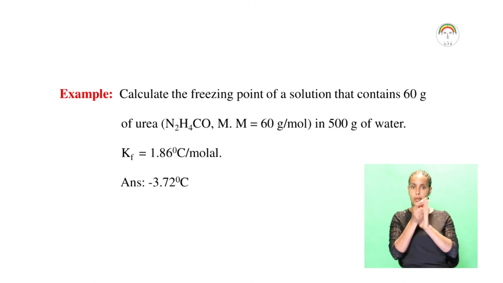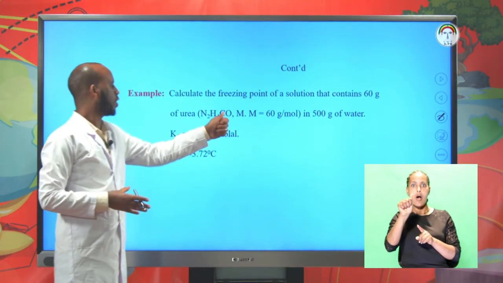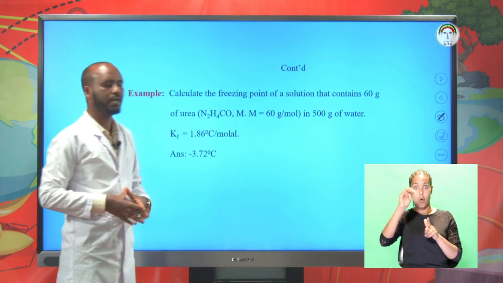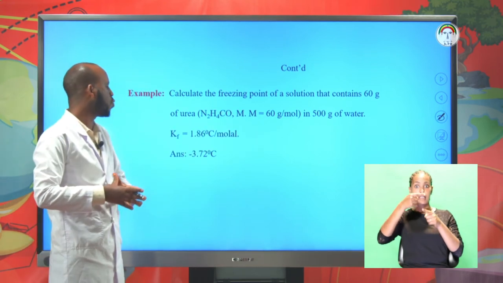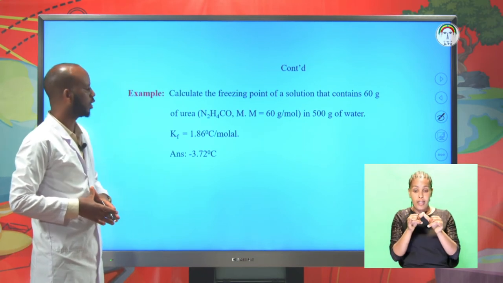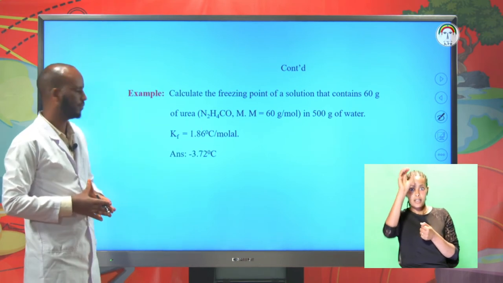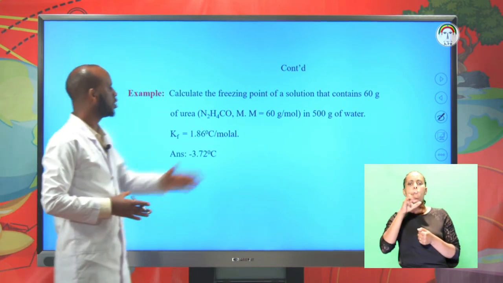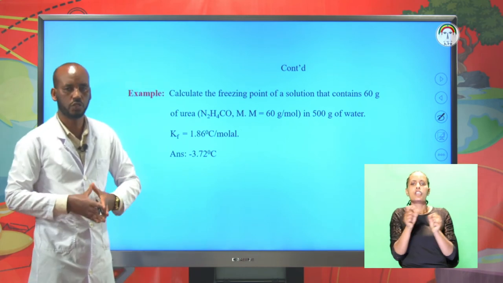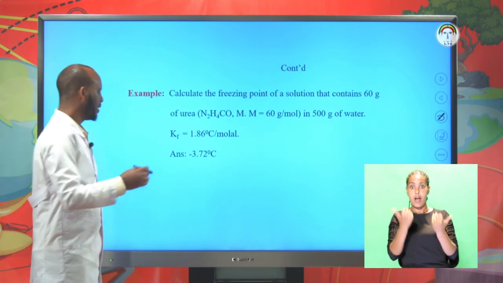For example, calculate the freezing point of a solution that contains 60 gram of urea. Molar mass of urea is 60 gram per mole in 500 gram of water. Freezing point depression constant of the solvent is 1.86 degrees centigrade per molar. You are asked to calculate freezing point of the solution.